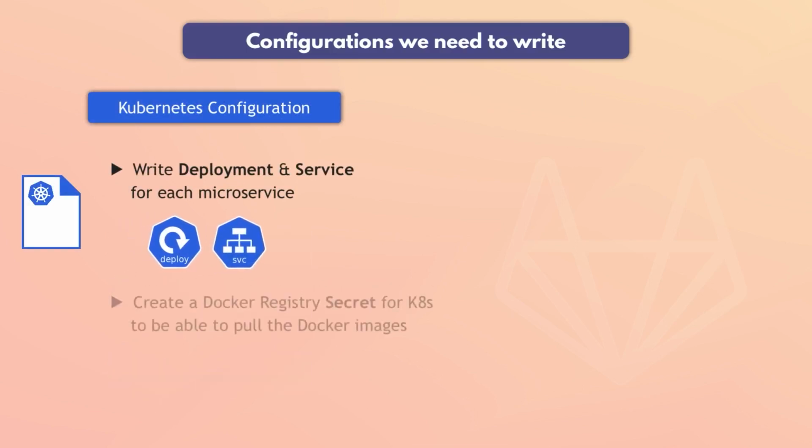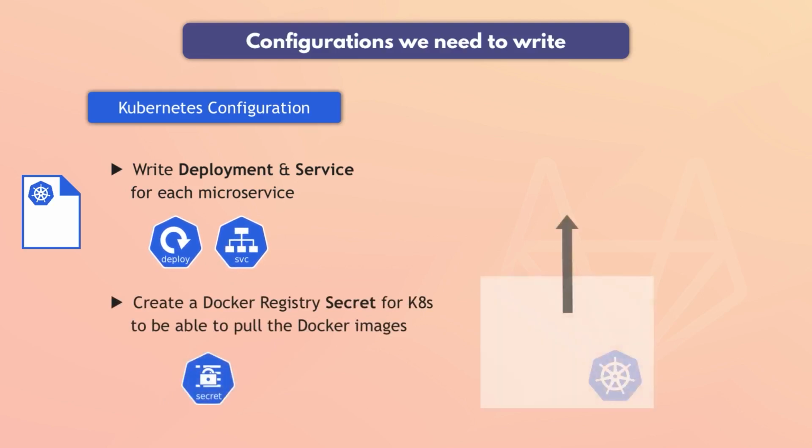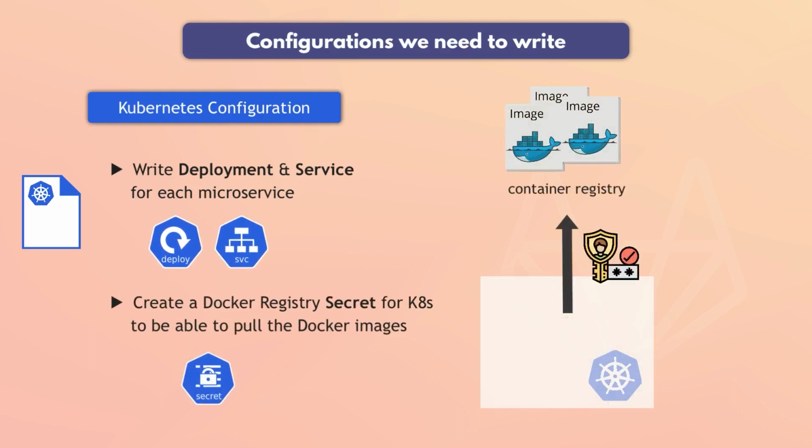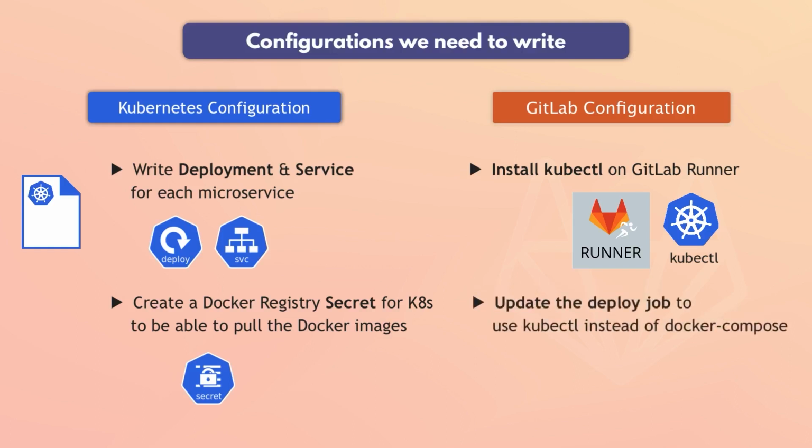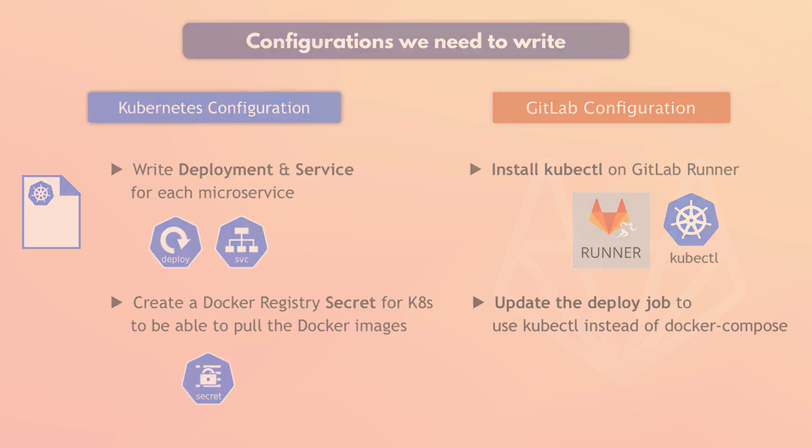We will also need a Docker registry secret inside Kubernetes so that Kubernetes can fetch the images inside the cluster, because they're in a private registry, so we need explicit access. We will also need the kubectl tool installed on the GitLab runner to actually deploy Kubernetes manifests. And finally, we will need to change the deploy job from Docker Compose to Kubernetes deployment. So let's do all of that.